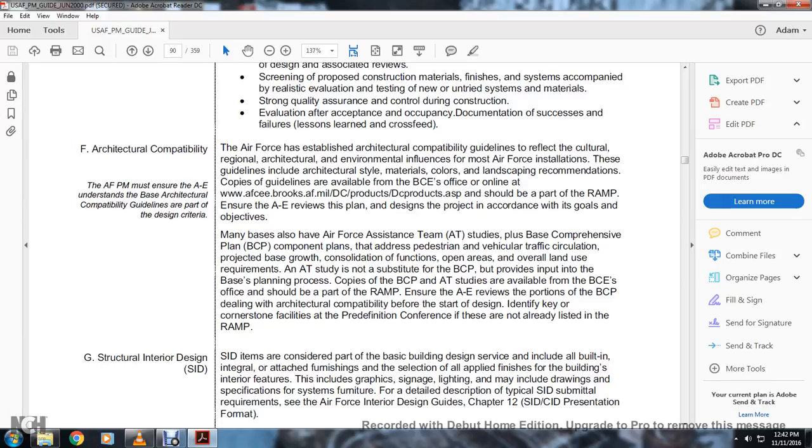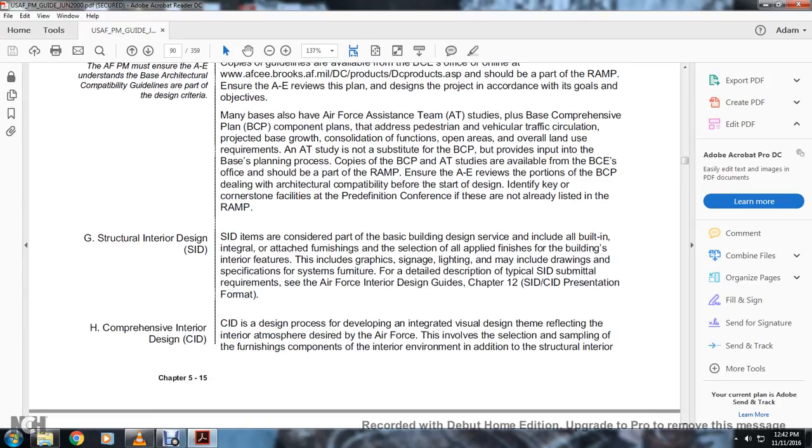Identify the cornerstone of the facilities and the pre-definition conference if they are not already listed in the requirements and management plan.